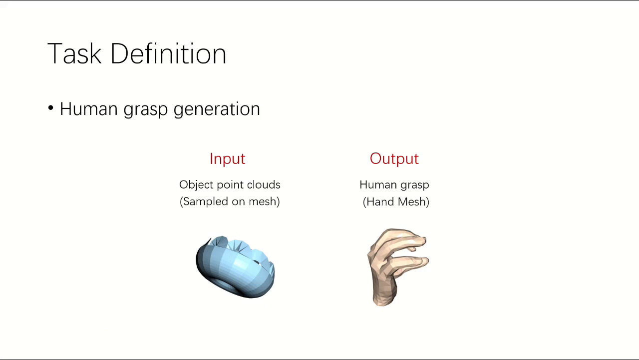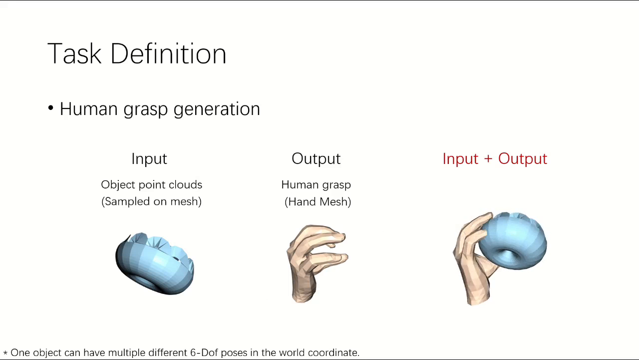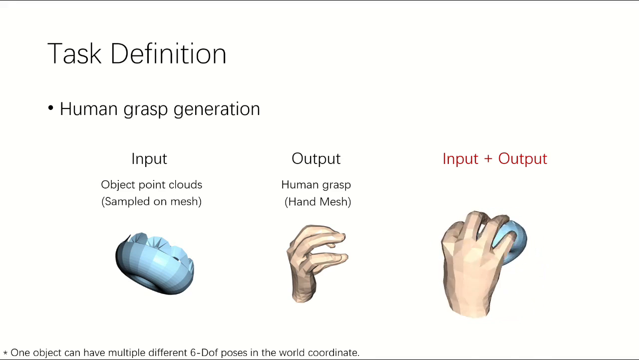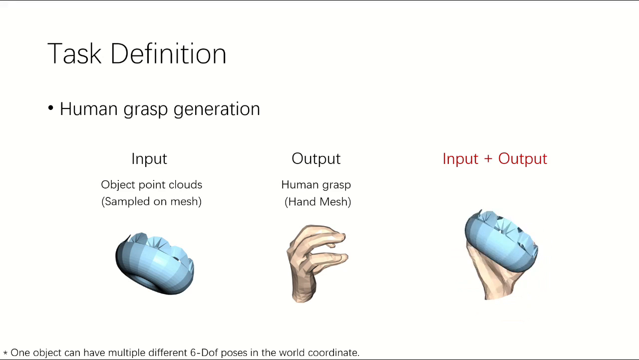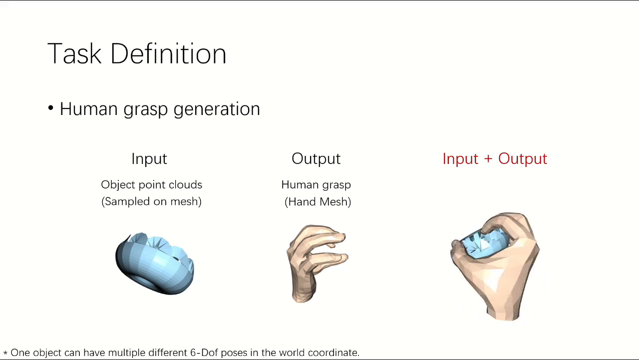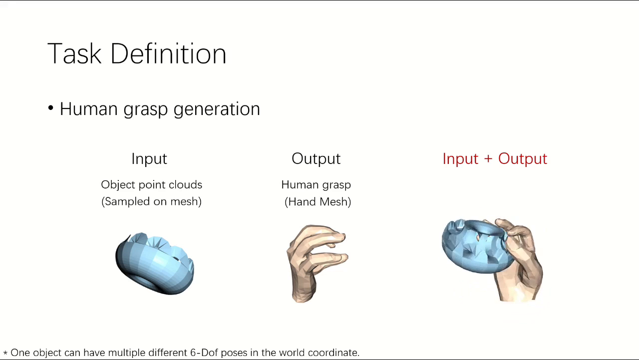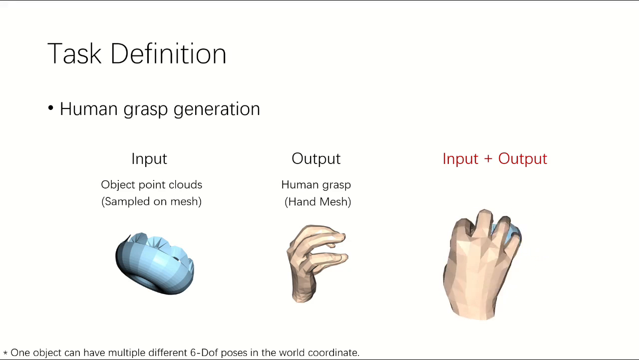For the human grasp generation task, the input will be the object point clouds. The output is a human grasp, which is parameterized by the hand MANO model. As shown on the right, the output should be a reasonable grasp of the input. We know that for each object, it can be posed in the world coordinate with multiple different 6-DoF poses. So the grasp will not only be determined by the object geometry, but also the object pose.